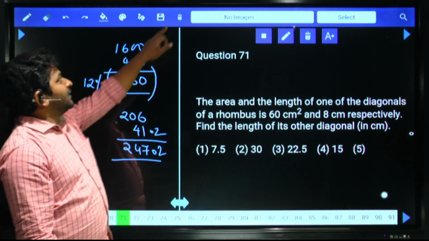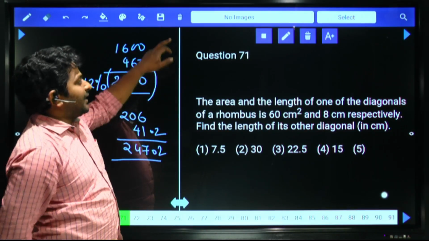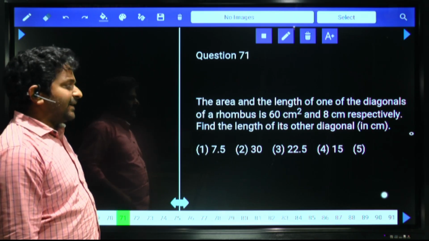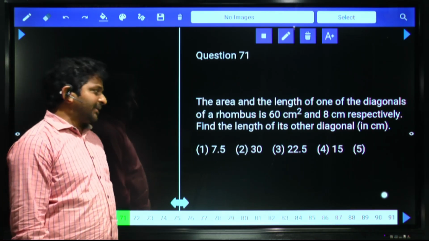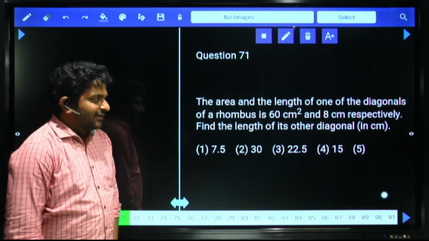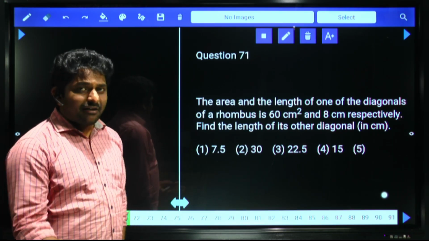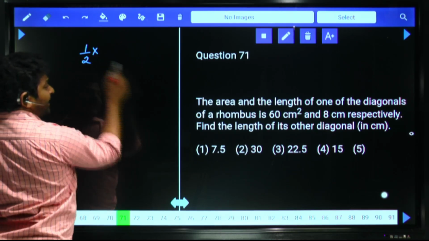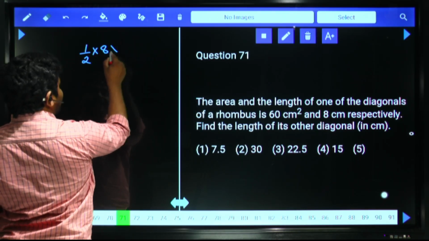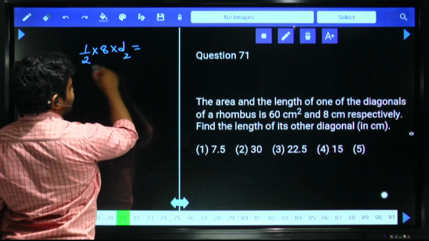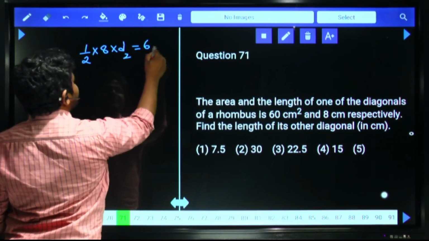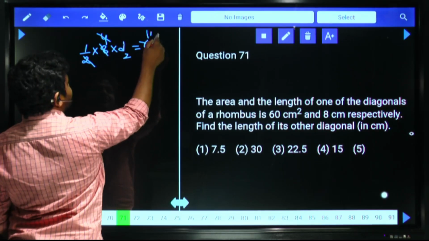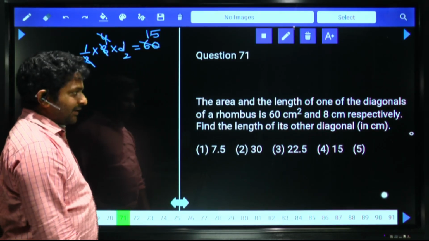Next, the area and the length of one of the diagonals of a rhombus are 60 square meters and 8 centimeters. Find the length of the other diagonal. Area of the rhombus is equal to half d1 d2. One of the diagonals is already given as 8, and we need to calculate the other diagonal, and this is equal to the area, which is equal to 60. 2 4 times 4, 15 times, so d2 is equal to 15. Fourth option answer.